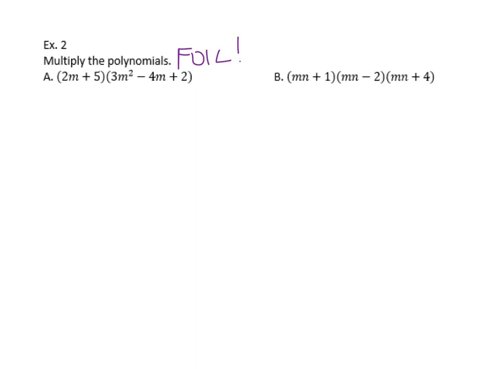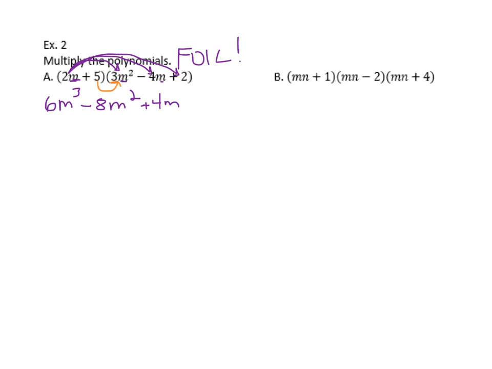Now as we FOIL, I'm going to take the 2m and multiply it times 3m squared. The 2 times 3 becomes 6, and the m times m squared raises an exponent to m cubed. Distribute it to the next one, 2m times negative 4m. 2 times negative 4 would be negative 8, and m times m would be m squared. And then one more, 2m times 2, multiplying just those coefficients together, 2 times 2 is 4, so that becomes 4m.